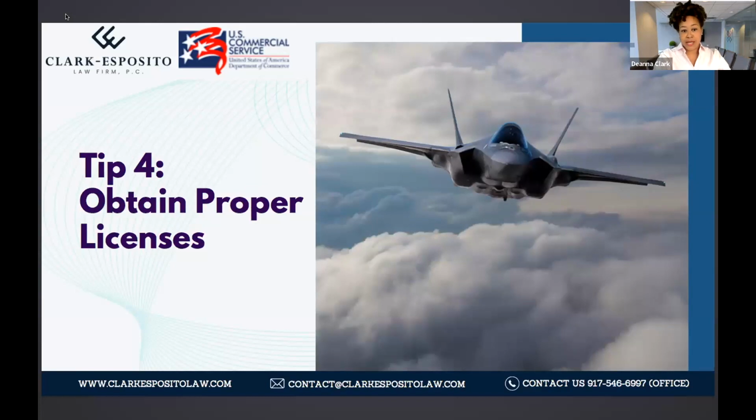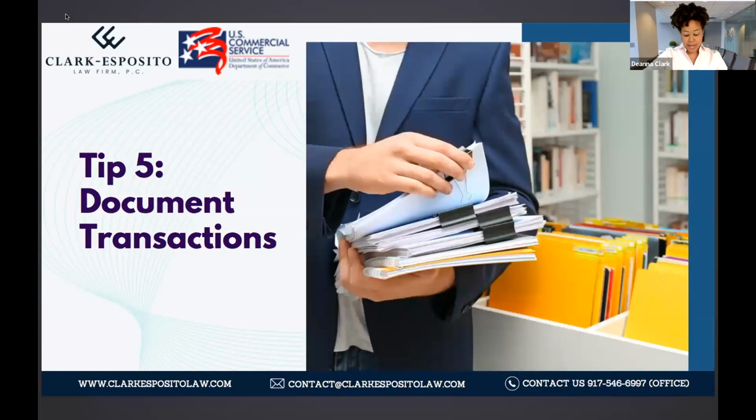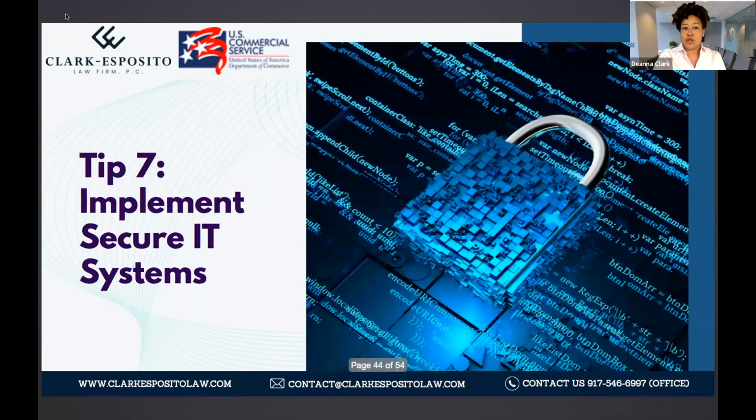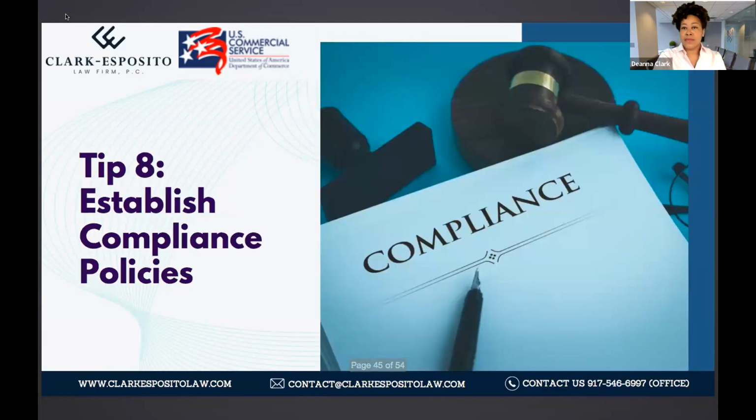Next, of course, is to obtain the proper licenses. You want to go ahead and document the transactions. Of course, you have your record keeping requirements mandated under the regulations. But are there other things that are helpful to what you're doing in terms of the transactions? What else do you need in your compliance program to help you feel comfortable with your compliance obligations being met? And of course, all of that helps to train employees. You want to be sure to train them and to implement secure IT systems. All of this, of course, comes into your documented compliance program, the policies that run with your program.